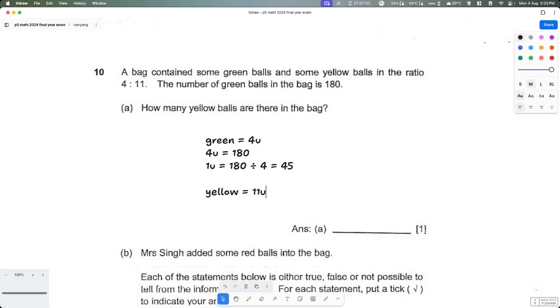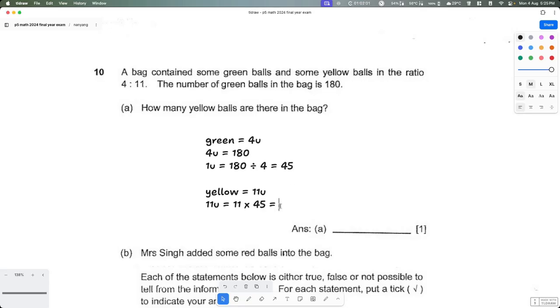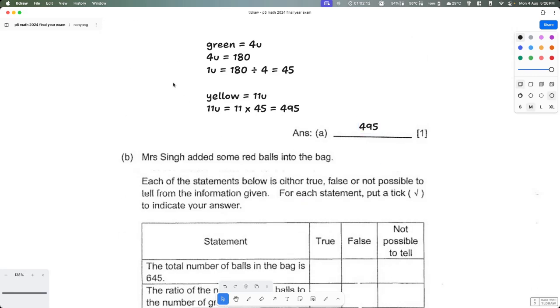Yellow is equal to 11 units. So 11 units equal to 11 times 45. And what would this give us? Multiply by 11. 495. Not dollars, 495. And that's the answer, 495. Okay, so let's move on to the next question.